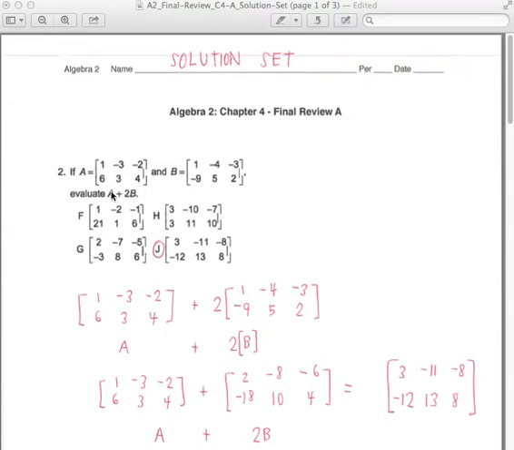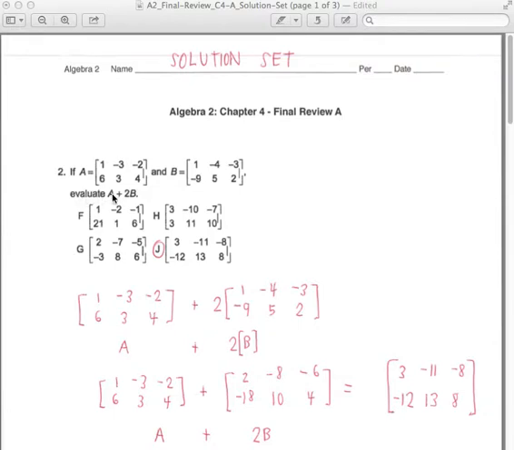So matrix A has 2 rows, 1, 2. It has 3 columns, 1, 2, 3. So matrix A is a 2 by 3 matrix. Matrix B, as we can see, is also a 2 by 3 matrix. It has 2 rows and 3 columns. Therefore, we are able to add or subtract these matrices. In order to add or subtract matrices, they have to have the same exact dimensions.